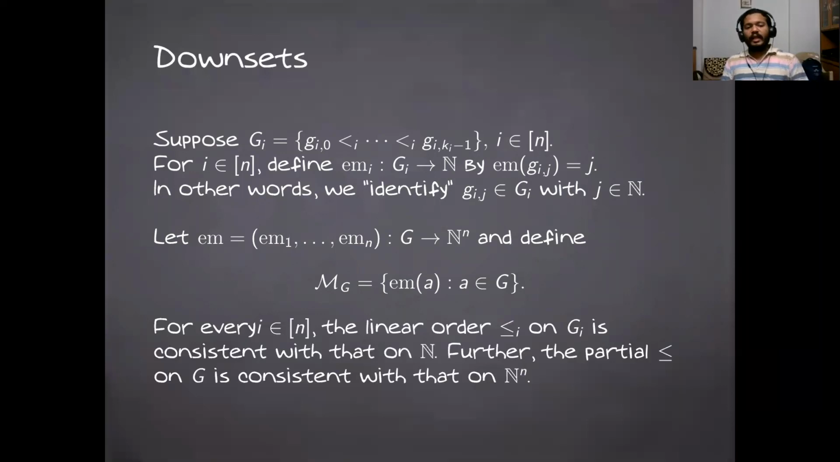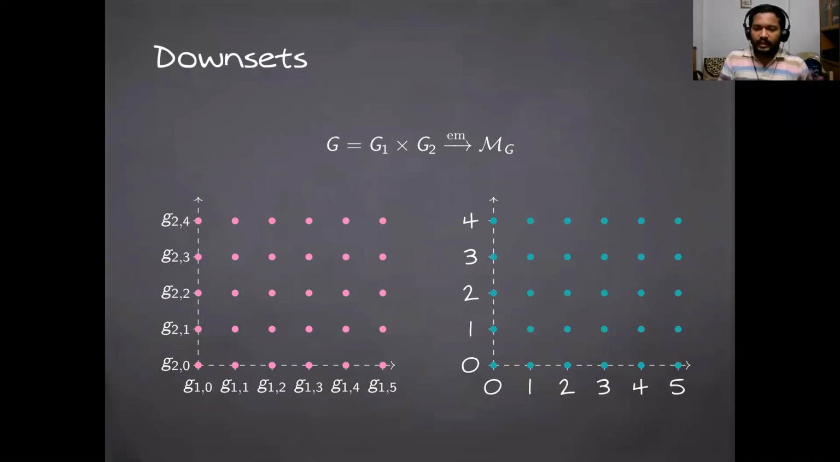So for every i, the linear order on Gi is consistent with that on n in a very natural way. And the partial order on G is also consistent with that on n to the n. So an example should clarify things. In two dimensions, we have a grid G1 cross G2. We don't really know how it looks, but it's a grid, so it's a Cartesian product of two sets. It's supposed to look something like on the left side.